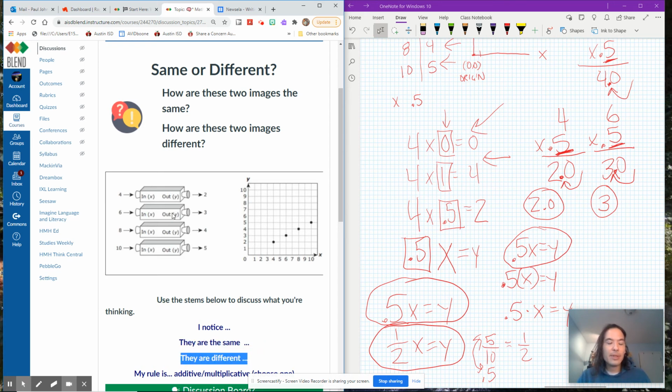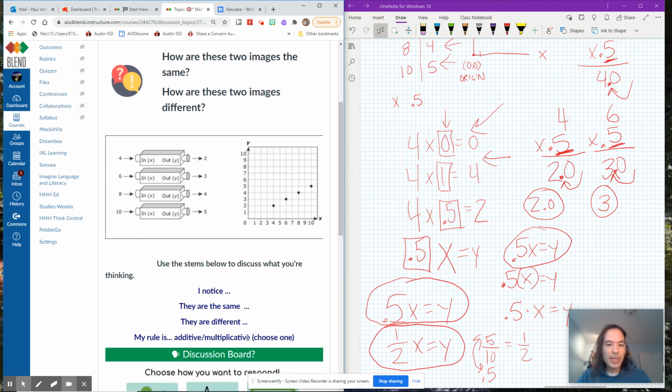They are different. The left is an input-output table. The right is a graph. Remember, tables and graphs work hand in hand, but they are very different because this is harder to see the pattern on. With this one, we can see that the pattern is going up. As our x gets bigger, our y gets bigger. And then finally, my rule is we established that we have a multiplicative rule, because our rule was half x equals y, either in the decimal form or the fraction form.